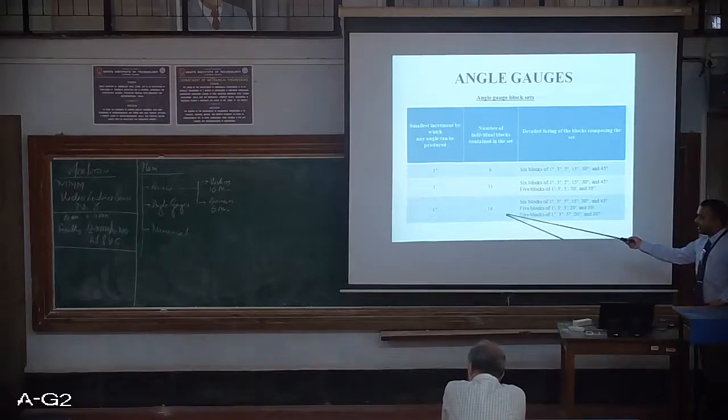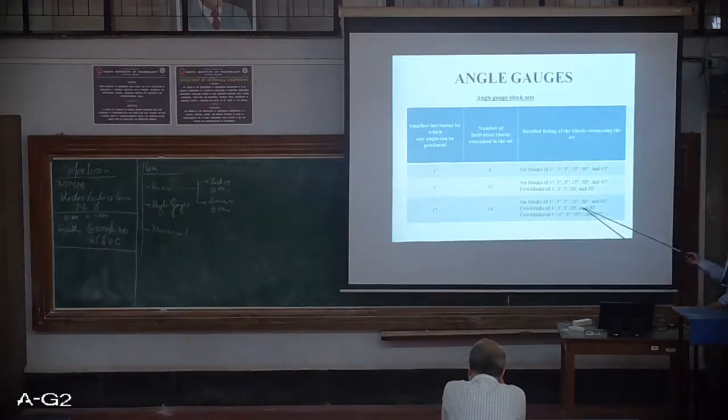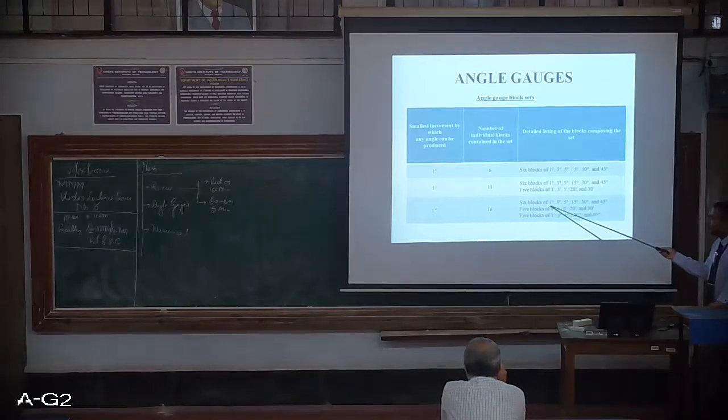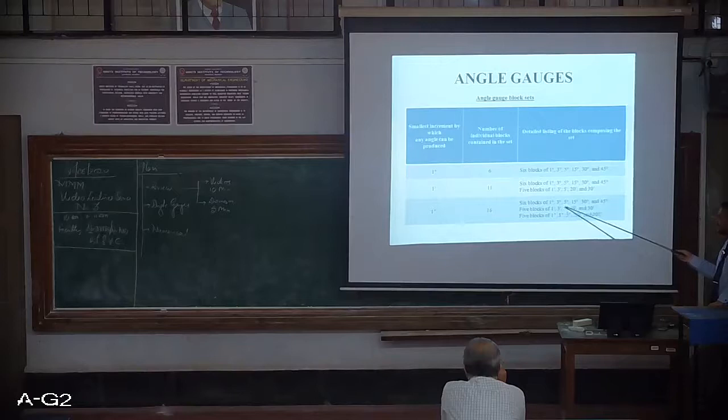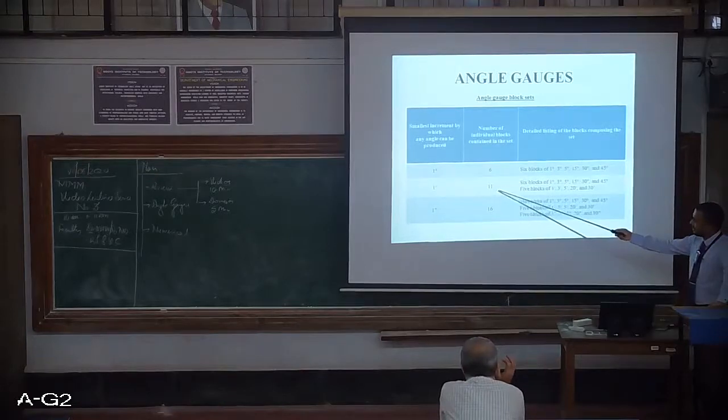So over here you can see a 16 set angle gauge has the following number of gauges. So it has 6 blocks of 1 degree, 3 degree, 5 degree, 15, 30 and 45 degree. So total number of blocks is 6.